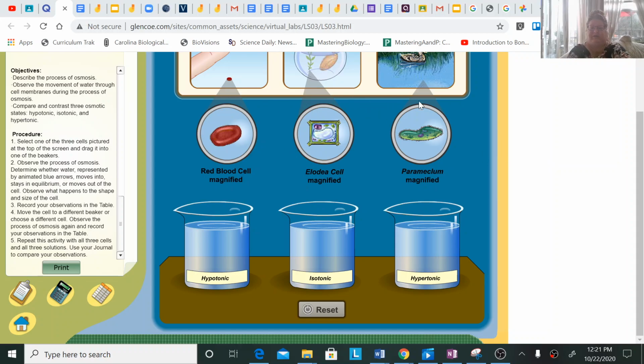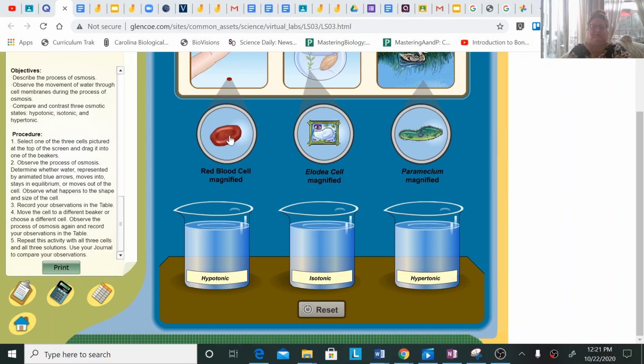All right, so we've got three cells here. We've got a red blood cell, and that's a typical animal cell. It does not have a cell wall. And then the Elodea is a plant cell, and so it does have a cell wall. And then we've got a paramecium. So let's take a look.